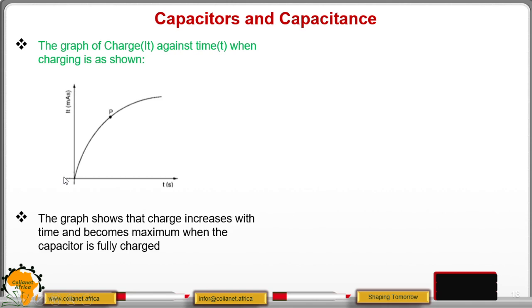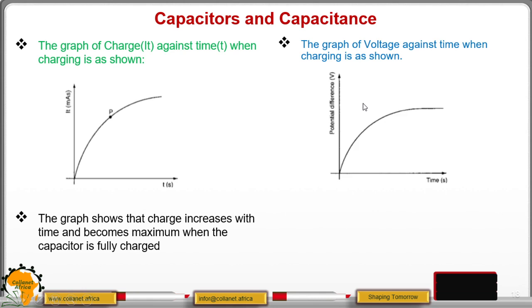This shows that the graph shows that the charge increases with time and becomes maximum when the capacitor is fully charged. So as you can see, as you continue charging, you'll find that the charge increases until it gets to its maximum when it is fully charged. Then a graph of voltage against time is as shown.